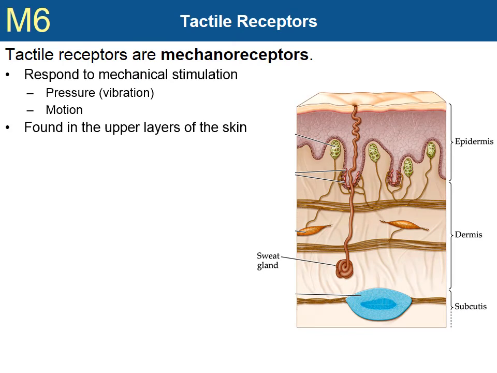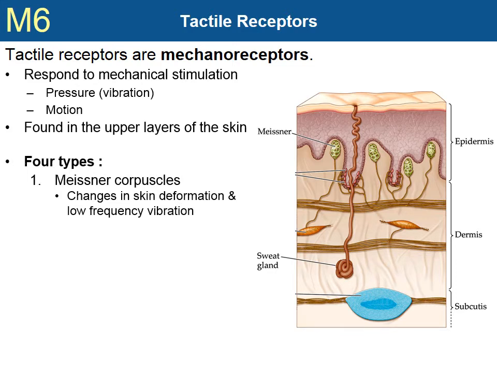Tactile receptors, like the hair cells of the auditory system, are mechanoreceptors. What this means is they respond when they are physically moved. Tactile receptors respond to being squished and stretched. That is, they respond to pressure on the skin and distortions of the skin. They are found in the upper layers of the skin. There are four types of tactile receptors.